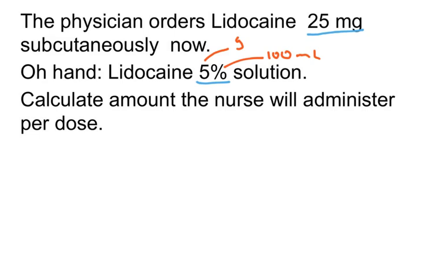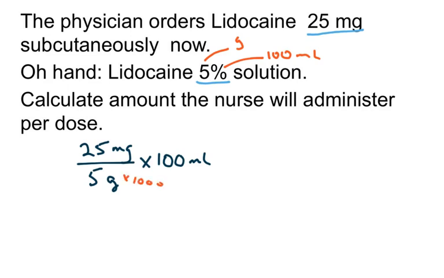So now we go to our dosage problem. What we have ordered, my apologies, is 25 milligrams. What we have on hand is 5 grams per 100 milliliters. If you notice, our units don't match, so we have to convert them. You could change either. Personally, I would change grams to milligrams, but you could do it the other way. To change grams to milligrams, you multiply by 1,000.